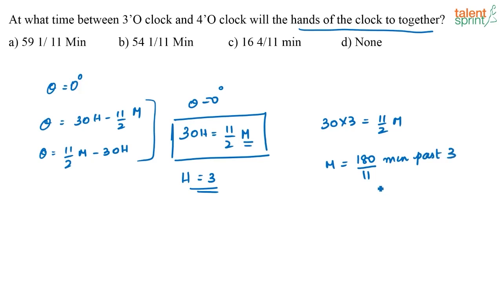So which is the correct answer here? 180 by 11 is nothing but 16 4 by 11. That is option C. So always remember, whenever theta is equal to 0 degree, I can say 30h is equal to 11 by 2m. And you have to just put in the values and arrive at the answer.